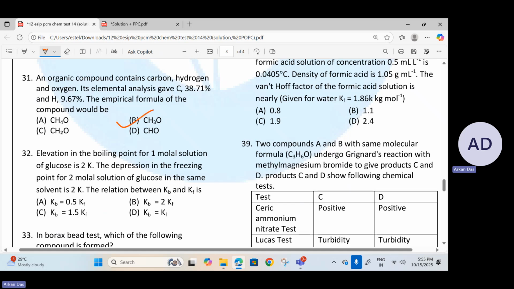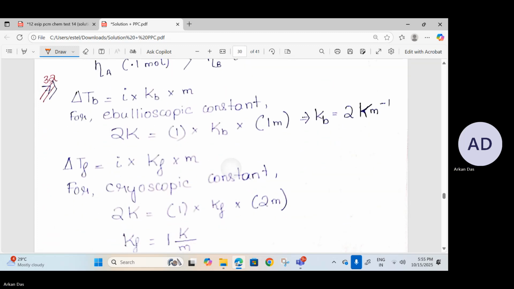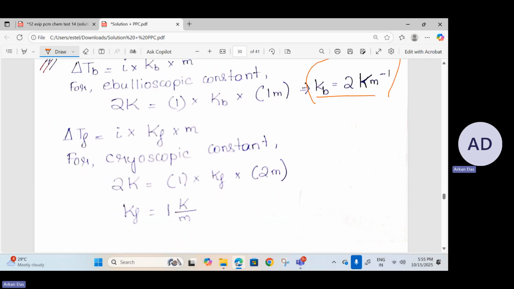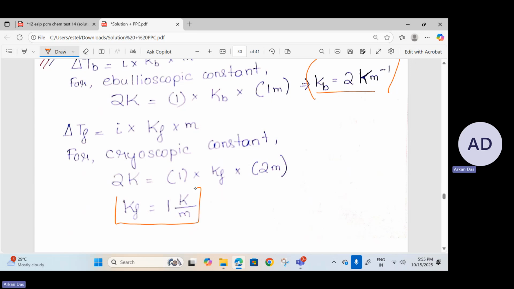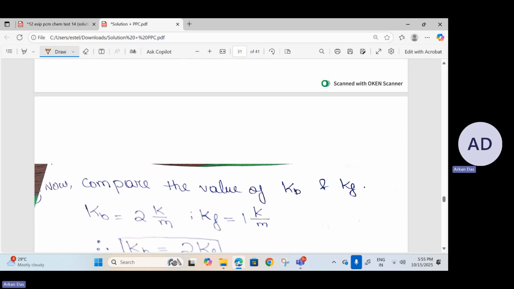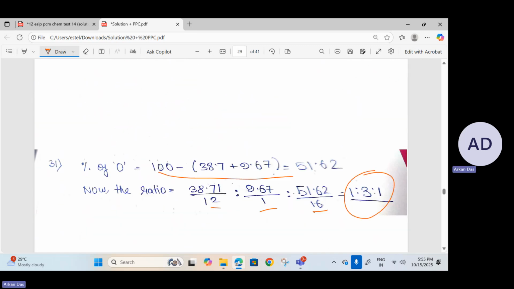Question number 32. If the elevation of boiling point of 1 mole of glucose is 2 Kelvin, and the depression of freezing point of 2 mole of glucose in the same solvent is 2 Kelvin, what is the relation between Kb and Kf? In this case, guys, we have to find a separate relation of delta Tb and delta Tf. Tb is going to give us the Kb value of 2 Kelvin per mole, whereas Tf is going to give us 1 Kelvin per mole. Now, as soon as we equate them, we will get a relation of Kb equals 2 into Kf. I repeat, the solve is very easy.